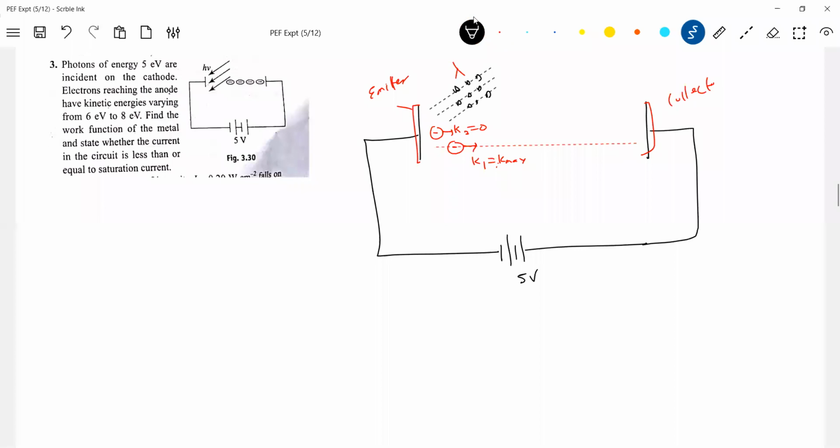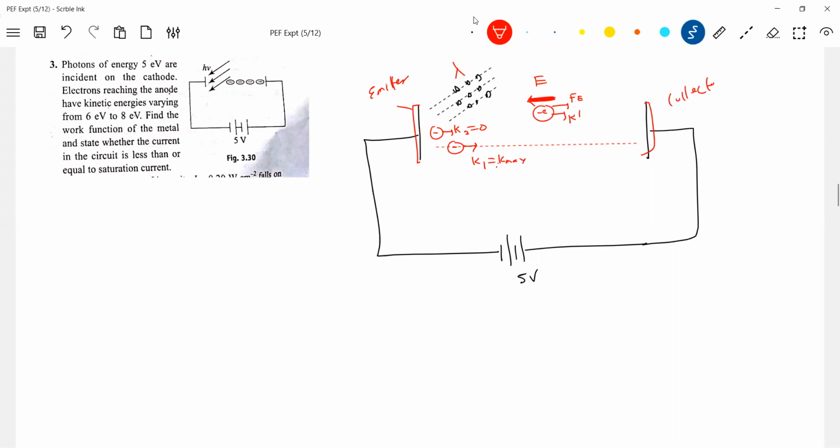Electrons reaching the anode have kinetic energy varying from 6 to 8 electron volt. Let's do one thing. This is the applied potential difference. What direction will E be? E must come in this direction. Any electron here will experience a force, and it will have some kinetic energy K dash and also experience electrostatic force.